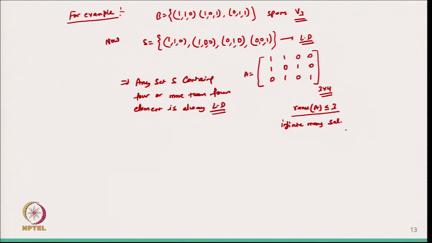So, let us stop here. Today we have discussed some other properties of vector spaces. We have defined the basis and the dimension, and in the next lecture we are going to continue from this one.